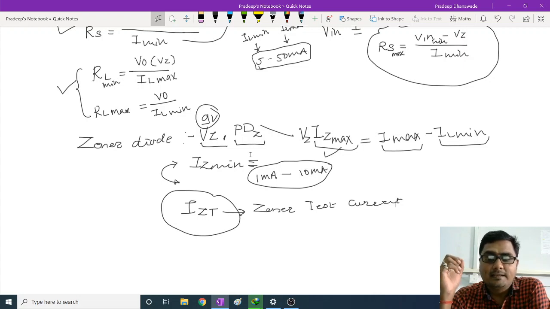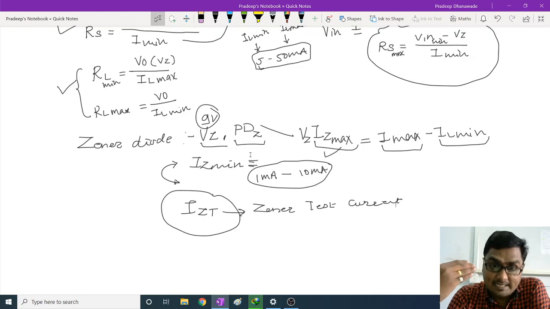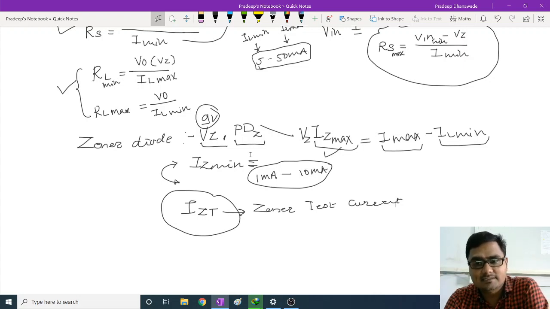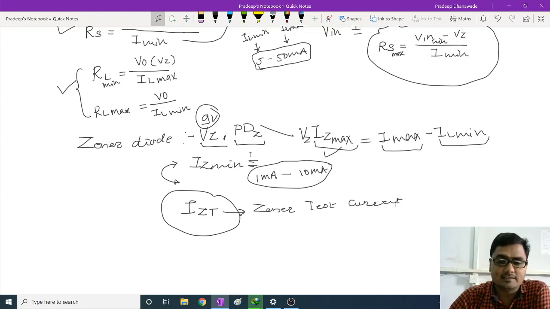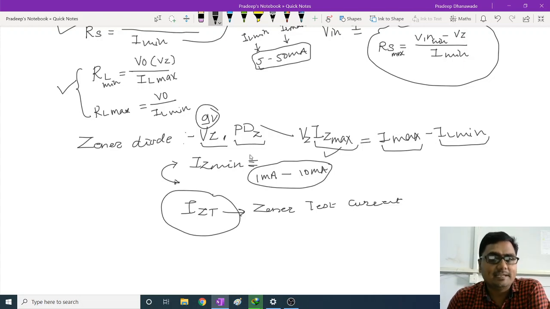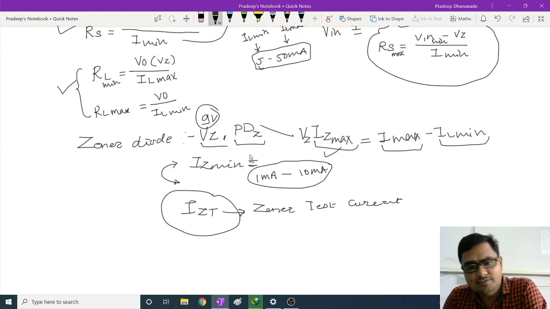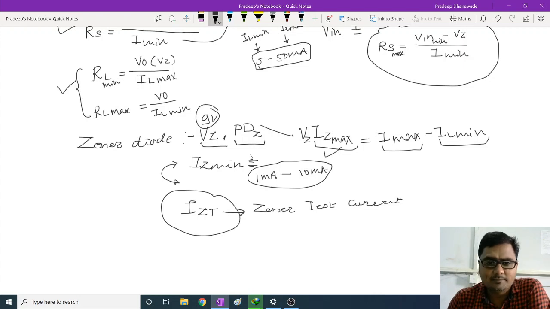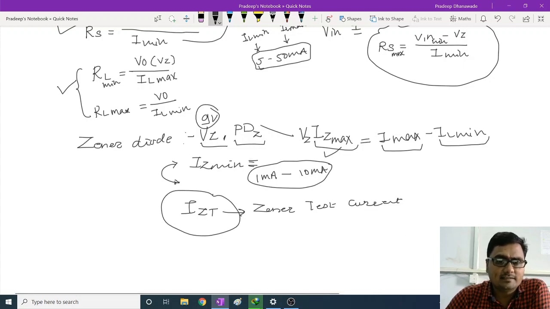That's what we see. They have tested the Zener diode for that constant value of current, which is your Zener test current. So it's not good to assume IZT is equal to IZ minimum. If you don't find any alternative, then only go for it. Otherwise, you assume IZ minimum to be 1 to 10 milliampere and go ahead with the design, and things will become simple. This is how I can select the Zener diode.